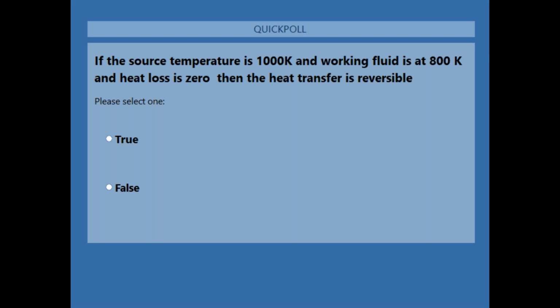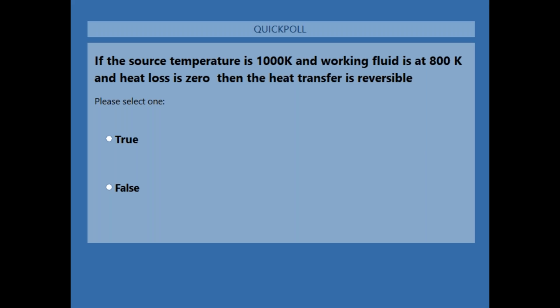Because the responses are not very encouraging, the question was: if the source temperature is 1000 Kelvin and the working fluid is at 800 Kelvin, and there is no heat loss, is the heat transfer reversible? 60% of the students are saying that it is reversible, which is wrong. I am short of time, but I simply say that the process is irreversible.